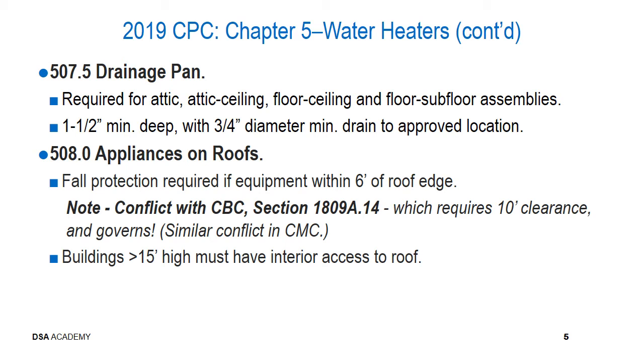So generally what we'll see is some form of guardrail system set up on the roof edge where a piece of equipment is located within 10 feet of a roof edge. And again, since this particular requirement in CBC is more restrictive, it governs over the more lenient restriction found in CPC. Additionally, buildings that are over 15 feet high must have an interior access to the roof.